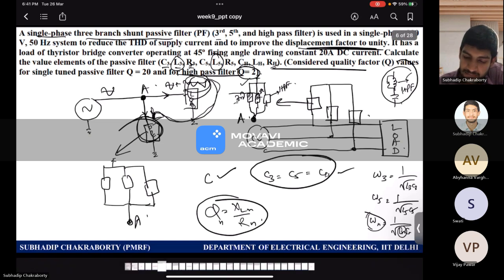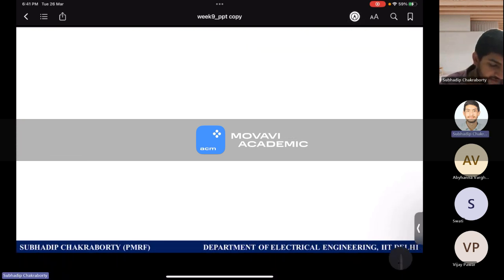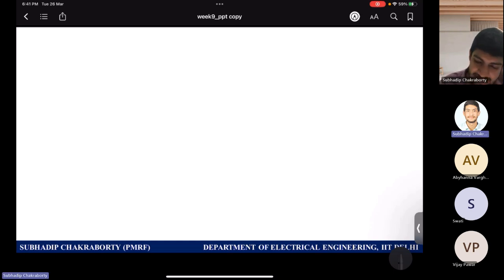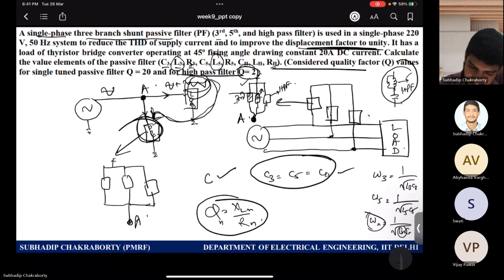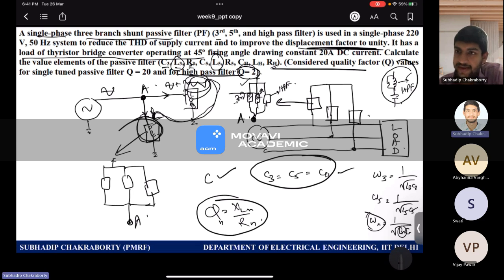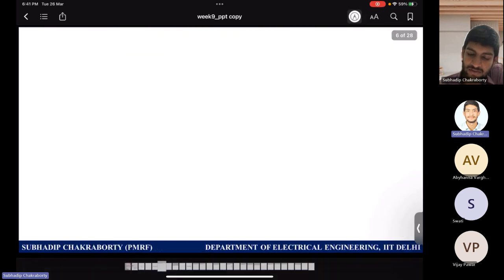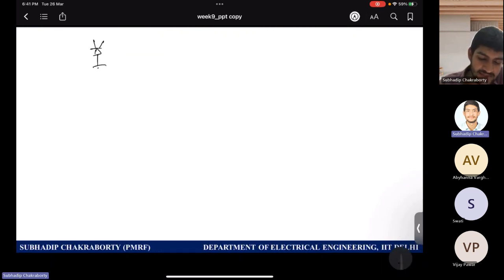So first let us calculate the reactive power burden. What is the type of load you see? The load is a thyristor bridge converter with a 45-degree firing angle, and you assume that the load is of a single phase nature, a thyristor bridge converter with a constant current, as we already know. This is the type of load that is connected.